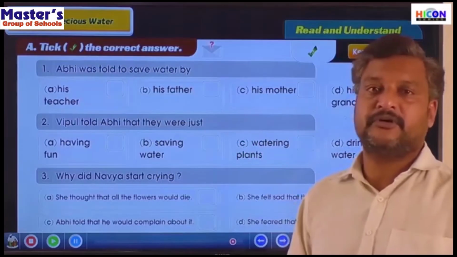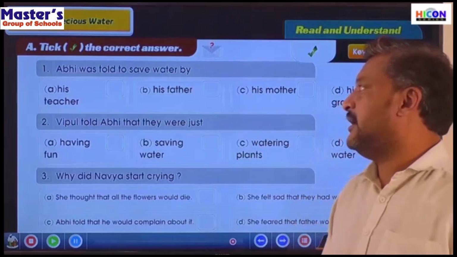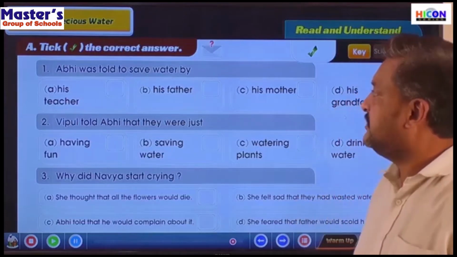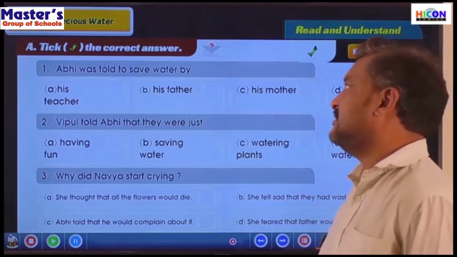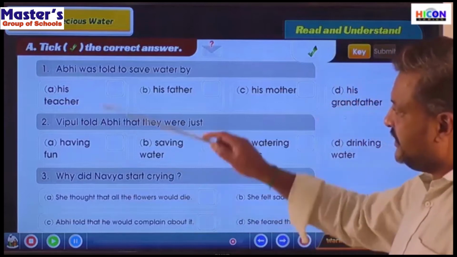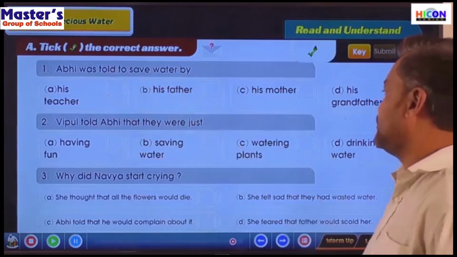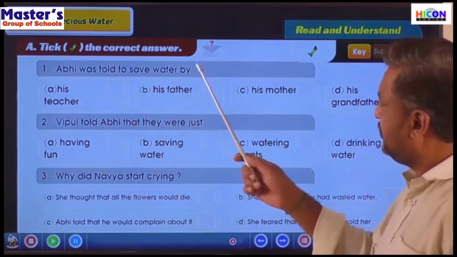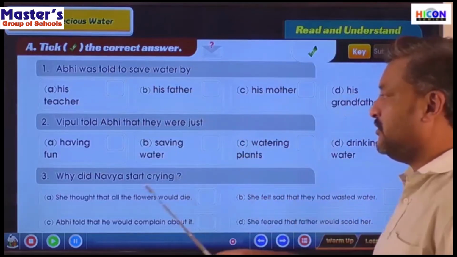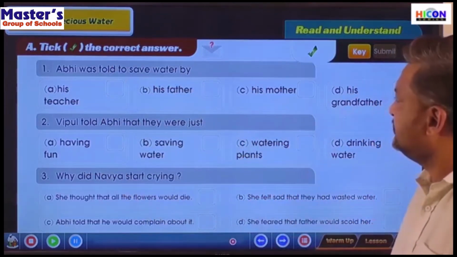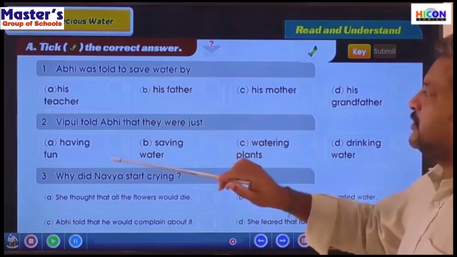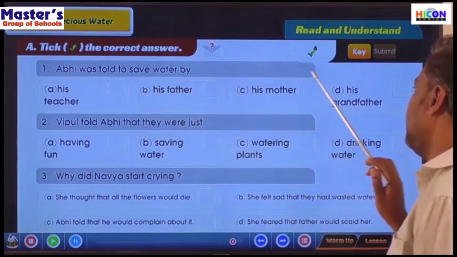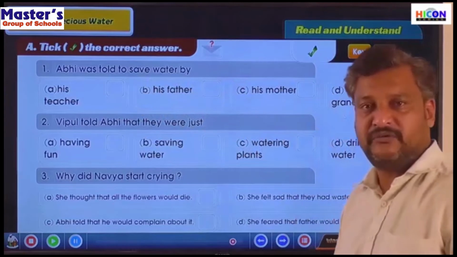Water. And now it is time for us to do something with the activity part. Okay. So in the activity part, the first is tick the correct answer. There are 3 sentences given here from the textbook, and 2 of them are incomplete sentences, and 1 is a question. For every sentence and the question, we have A, B, C, and D. 4 options are also given.